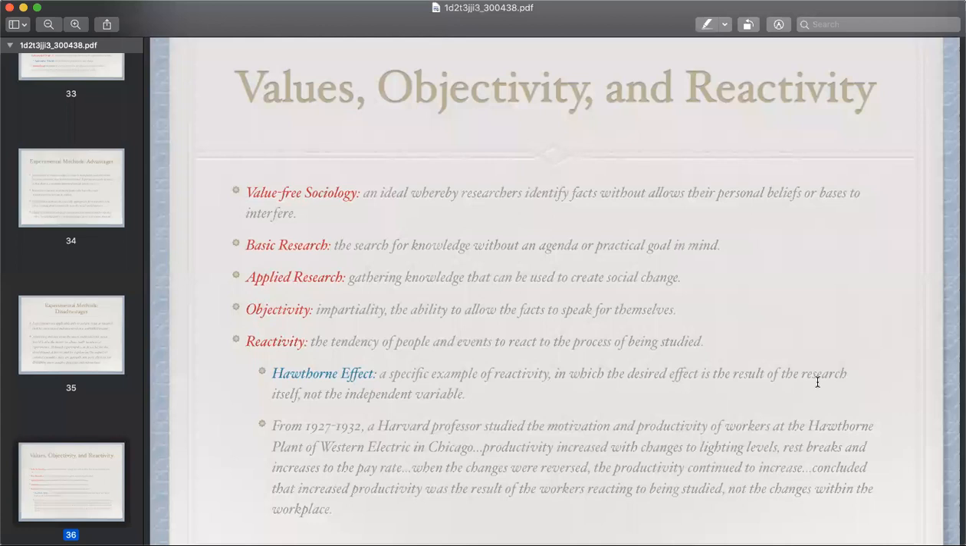When we talk about values, objectivity, and reactivity, let's talk about value-free sociology. And once again, right, not allowing our personal beliefs or biases to interfere with our research, right? Now, we have basic research, which is essentially the acquisition of knowledge without an agenda or particular goal in mind.